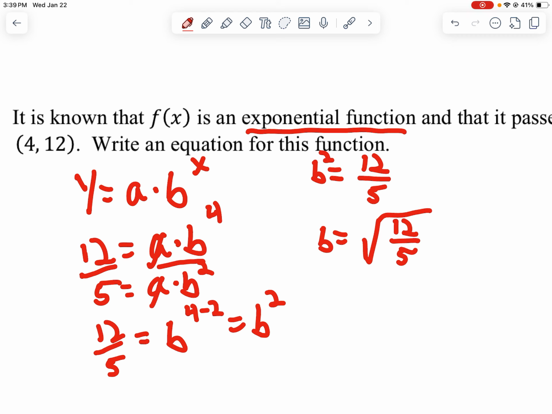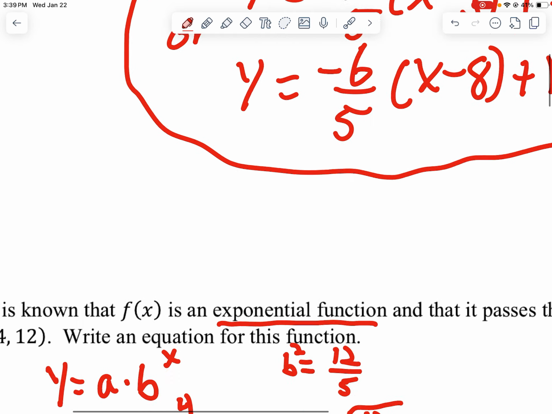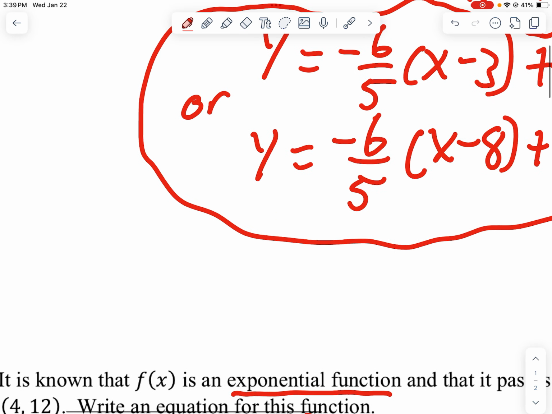So there's my base. Now just use the point. It's kind of like the point-slope form of the linear equation that we used up here, but it's for exponentials. That is f of x, I suppose. Probably f of x for the linear too. Yeah, I probably should have said f of x instead of y.